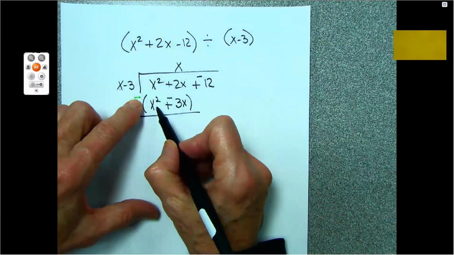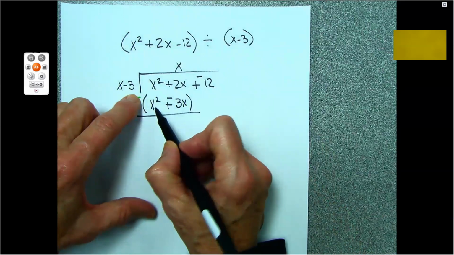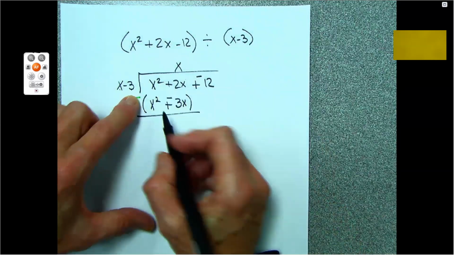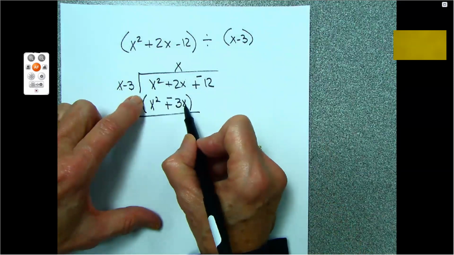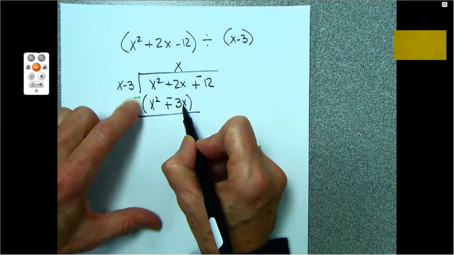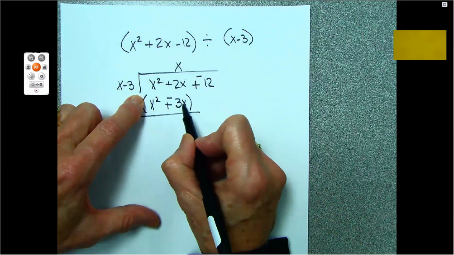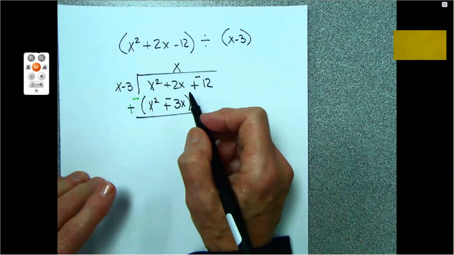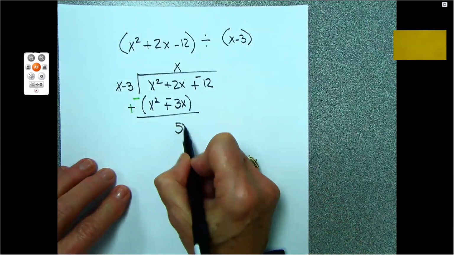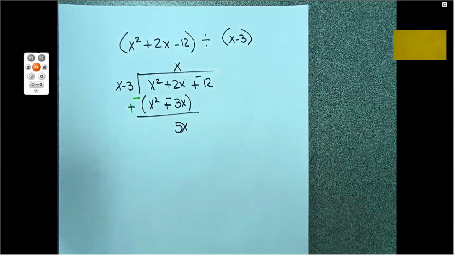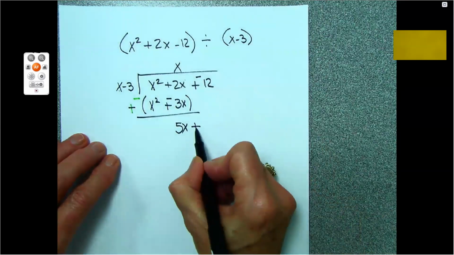The opposite of x squared is negative x squared plus positive x squared goes to 0. We have a negative 3x. Its opposite is? We need its opposite. It's positive, so we get 5x. Bring down the next term.